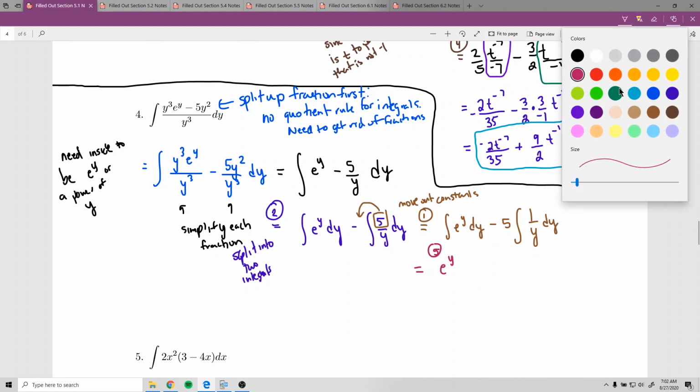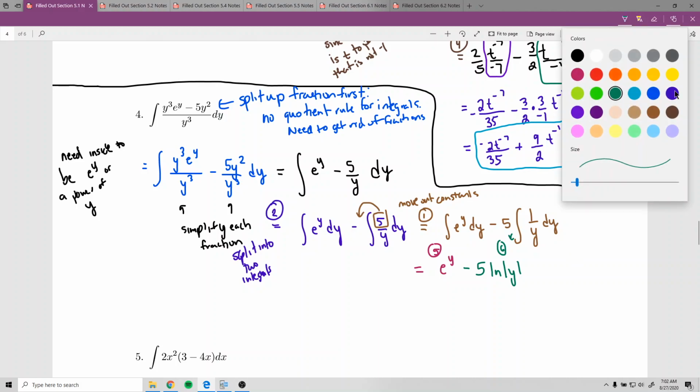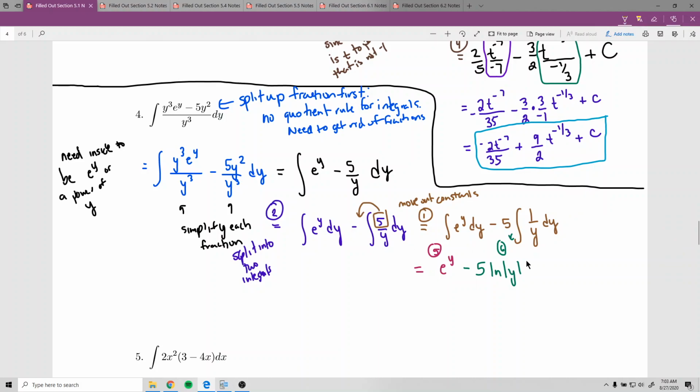And then in our second integral, we have minus 5, that stays out front. When we integrate 1 over y, we get the natural log of the absolute value of y. But that absolute value is important. Don't just write parentheses. And that's rule 6. But once again, when we integrate, just do all your integrations and add the plus c on at the end.